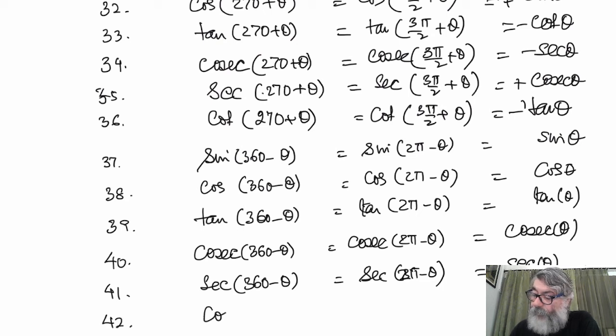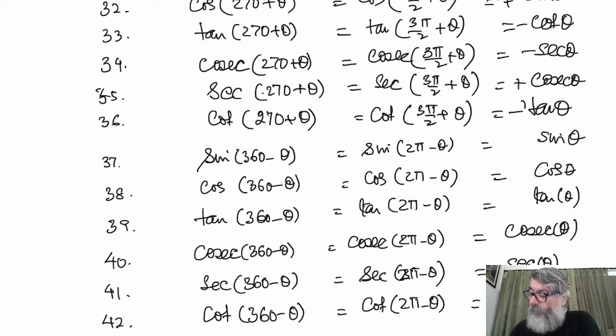And after this, cot 360 minus theta and cot 2 pi minus theta. It is going to come into the fourth quadrant. 360 minus theta, 2 pi minus theta. In the fourth quadrant, what are positive? Cos and sec. So cos is positive, and in front of sec I'll put positive. The rest are all negative.